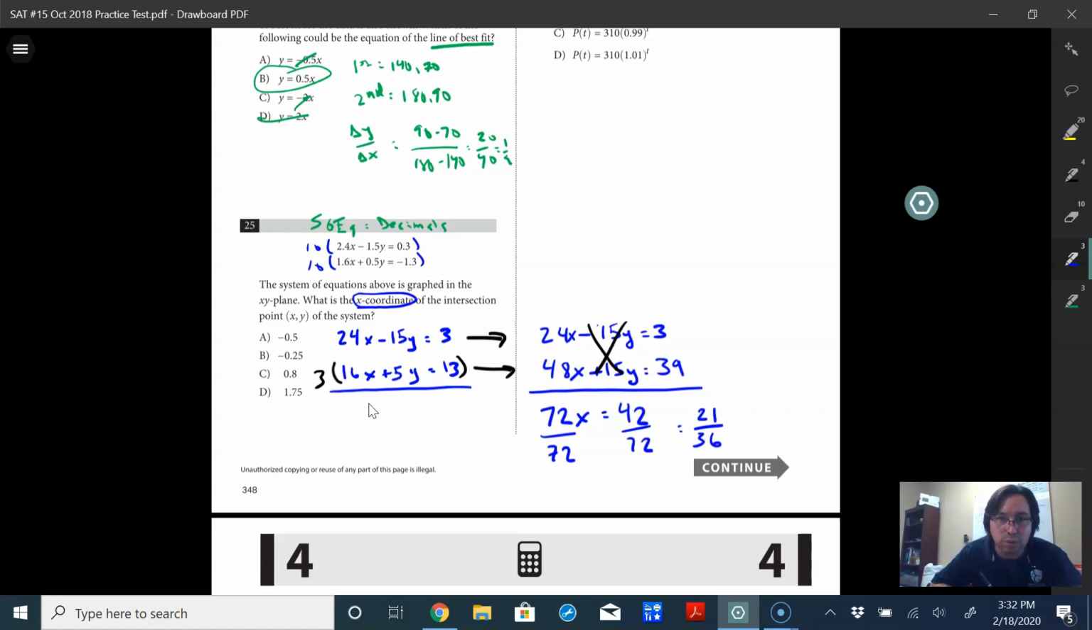Let's see, 24, 15, 3, 13, 5. Oh, no, that's right. So 16 times 3 is 48. Again, divided by 72. What the heck am I doing? Sorry, guys. Looks like I've gotten a little lost on this one. I may have made a mistake somewhere.